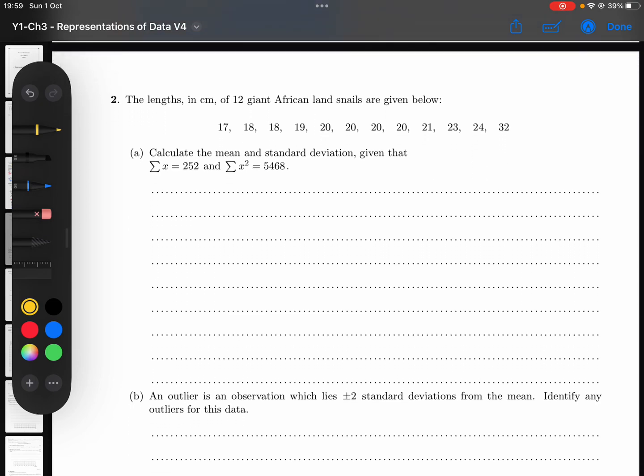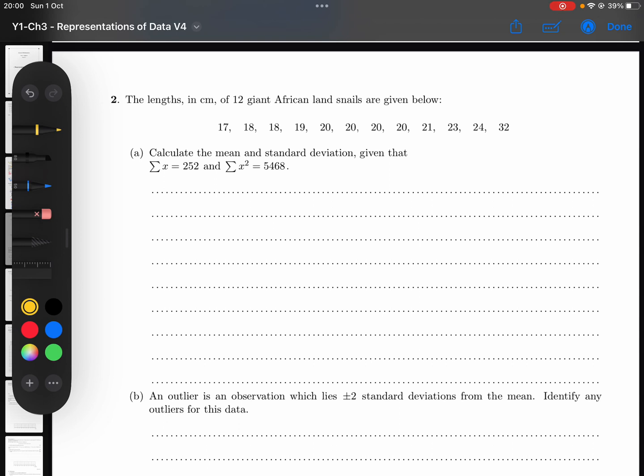In question 2, we're going to be having a look at a different method of finding outliers using mean and standard deviation. Let's read the question. The lengths in centimetres of 12 giant African land snails are given below. And there's the data set. We would like to calculate the mean and standard deviation given those formulas.